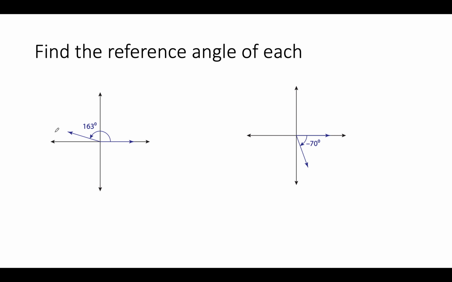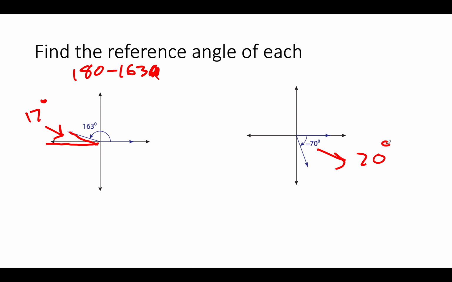Find each reference angle. So I'm looking for this angle right here, that skinny one right there. How short am I of 180? I am 17 degrees short. That would be 180, but I'm minusing off the 163. Whoa, 163. Over here, these ones are kind of nice in quadrant 1 or a negative in quadrant 4. The reference angle is always positive, and that's just a 70 degree angle.